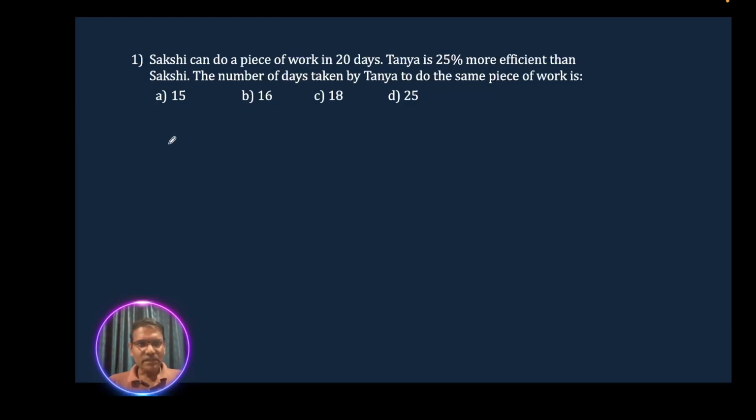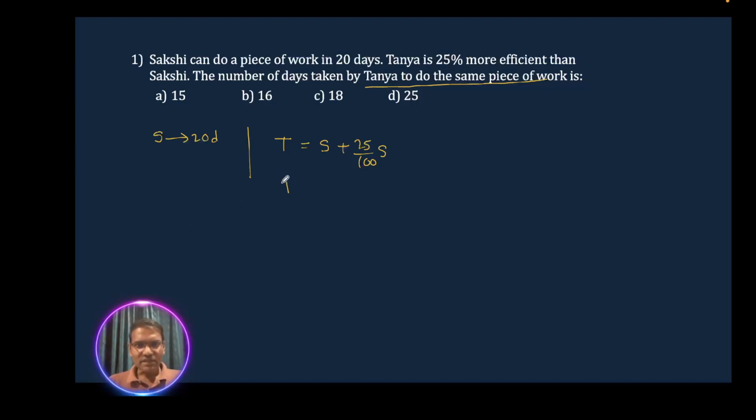So here I take that entire information into a simple format. Sakshi can do a piece of work in 20 days, right? Given the comparison between Sakshi and Tanya, Tanya is 25% more efficient than Sakshi. That means Sakshi's efficiency is S only, and Tanya is 25% more efficient than Sakshi. Okay, so this is the comparison. Now it is asking Tanya to do the same piece of work in how many days, right?